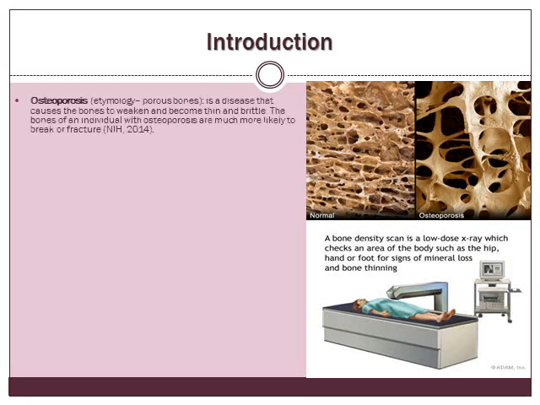So I want to start off by talking about a little bit of background information on osteoporosis. Osteoporosis literally means porous bones, and that's due to the fact that the disease itself causes bones to weaken and become thin and brittle. So if you look at the picture on the right-hand side, there's an image of a normal bone interior and the interior of a bone of an individual with osteoporosis.